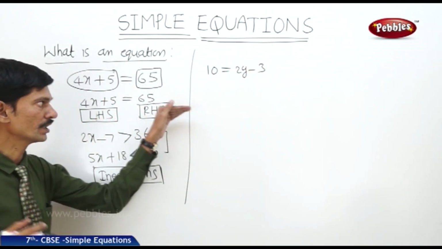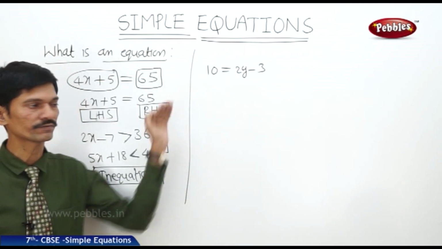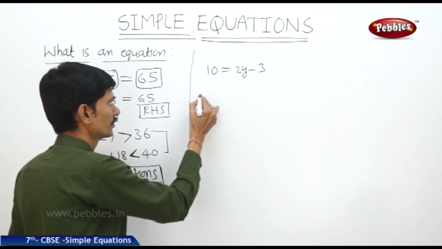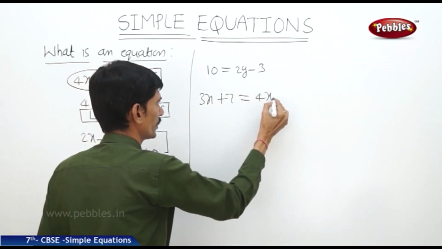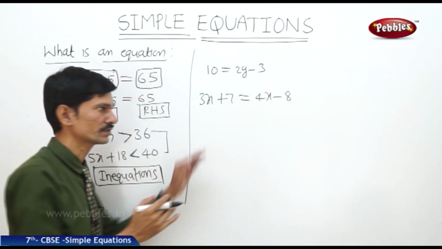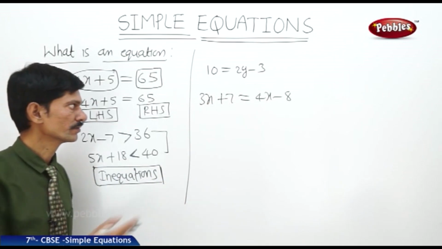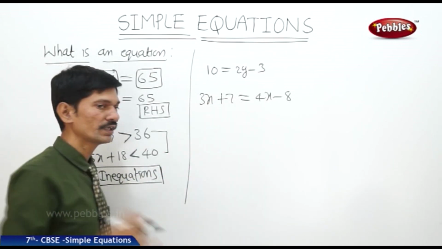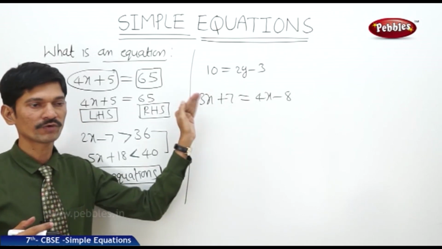Or sometimes you may have equations where both LHS and RHS consist of variables, like 3x plus 7 equals 4x minus 8. Here both LHS and RHS contain the variable x. So when you write any equation, at least one of the LHS and RHS should contain one variable.